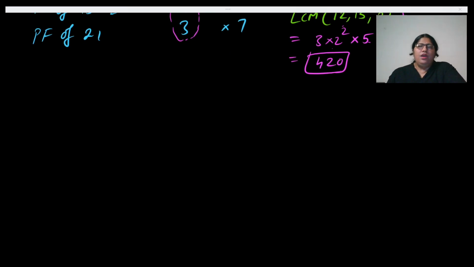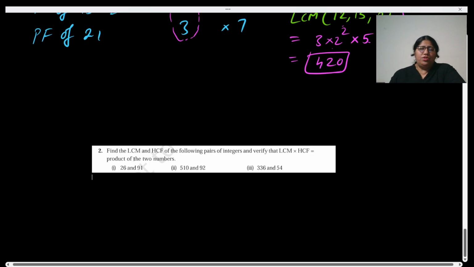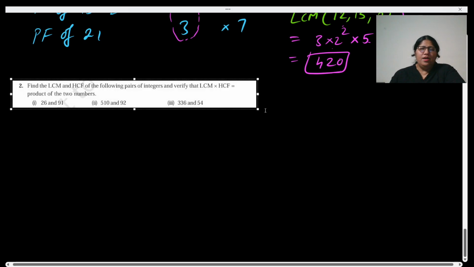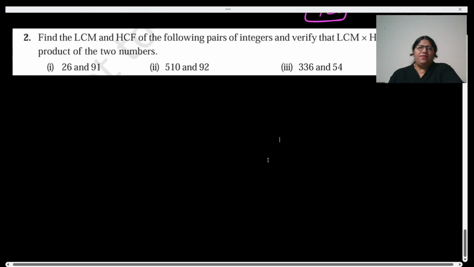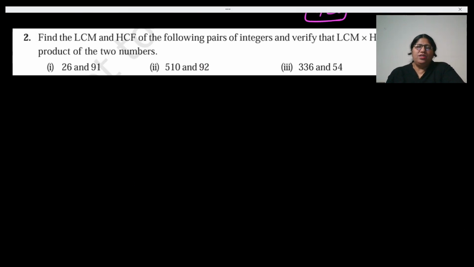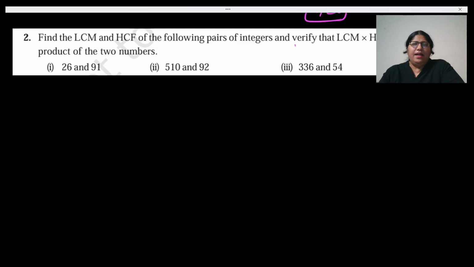Now, because we saw the relationship of HCF and LCM between two numbers, how do we solve those kinds of questions? Generally you will have objective type questions based on this topic. So let us take the first question. It says: find the HCF and LCM of the following pairs of integers and verify that HCF times LCM equals the product of the two numbers. So here you are not using the relationship to find missing numbers or the HCF and LCM. Instead, you need to verify.